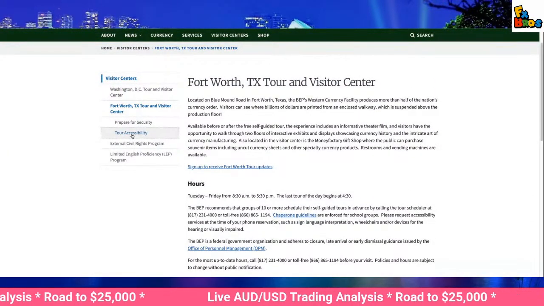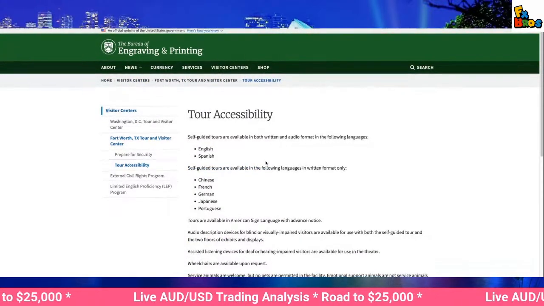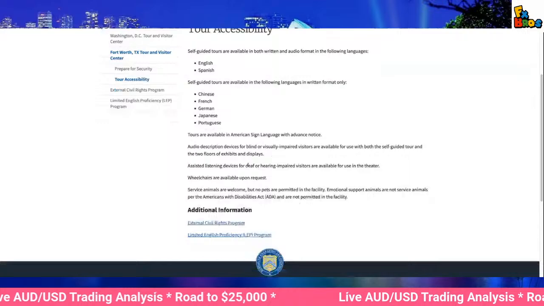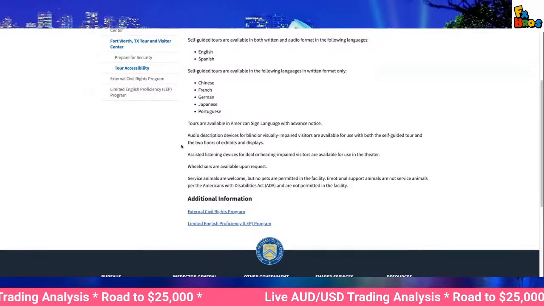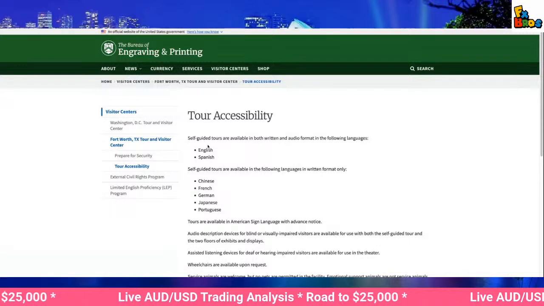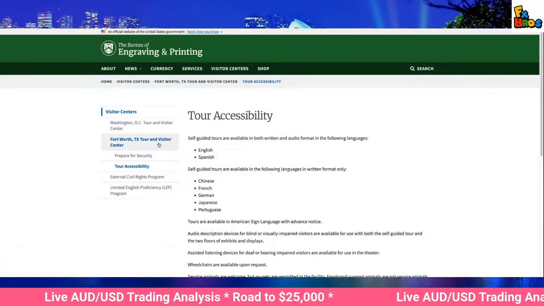Tour accessibility. Tours are available in American Sign Language, wheelchairs, audio. Man, that's crazy.